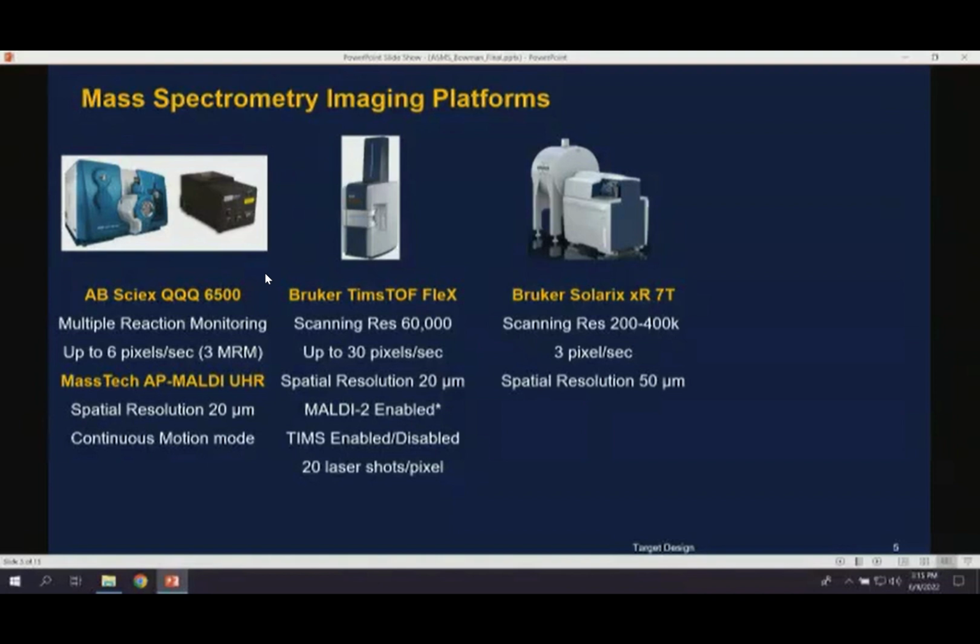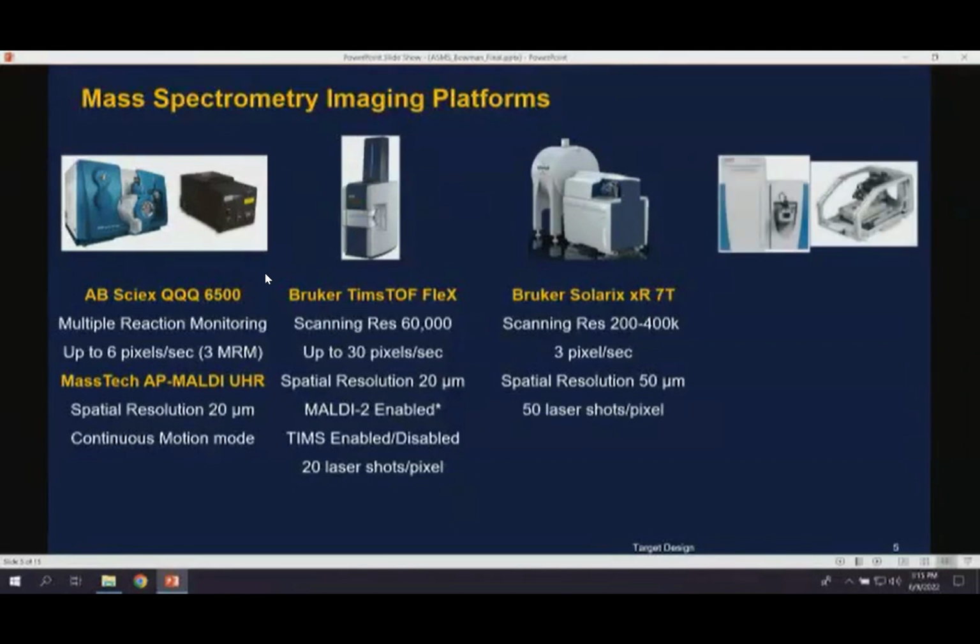Theoretically, we could get this down to about 20 micron on our particular system, but that is going to involve a bit of oversampling. We're running that with about 50 laser shots per pixel.